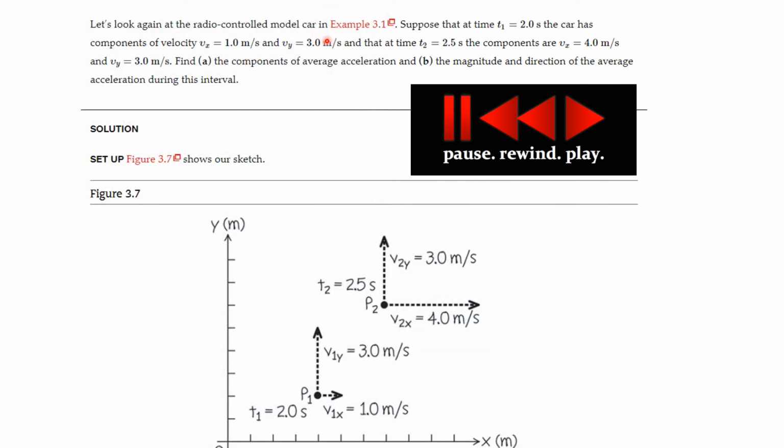Now let's look again at the radio controlled model car of our earlier example. So suppose at T1, the car has a component of velocity 1 in the x direction and 3 in the y direction. And at T2, which is 2.5 seconds, the components are 4 and 3. We want to find the components of the average acceleration and the magnitude and direction of the average acceleration during this interval. You know what to do. Let's see how you did.